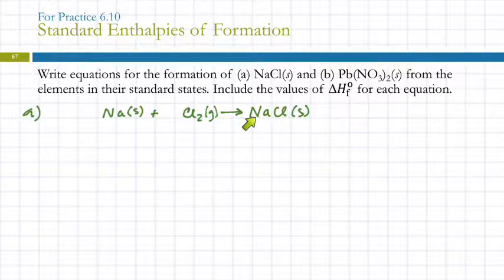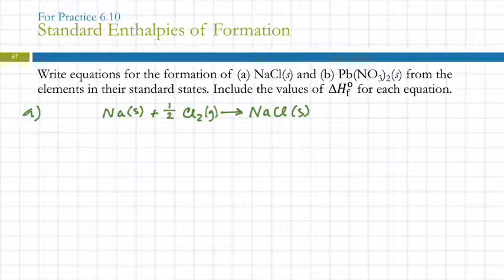In my product, I have 1 mole of sodium atoms, and here I have 1 mole of sodium atoms. I have 1 mole of chlorine atoms, and over here I have 2 moles of chlorine atoms. So instead of putting 2's in some places like we normally would, this has to stay 1 mole of sodium chloride. So we have to use a fraction here. And that's the formation reaction for sodium chloride.